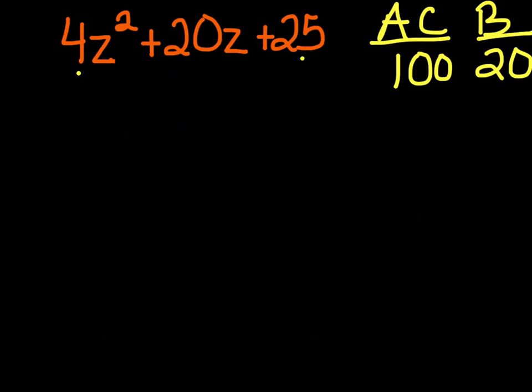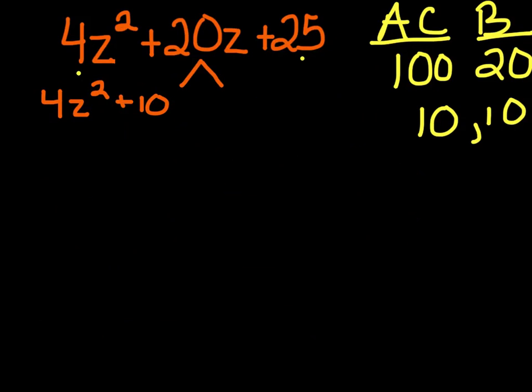And you think and you think and you think and you say, well, 10 times 10 is 100 and 10 plus 10 is 20. So we're going to use 10 and 10. Now remember, you take those two 10s and you split the middle. So we've got 4z squared plus 10z plus 10z plus 25.